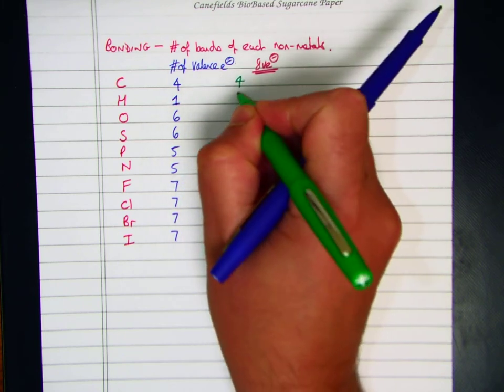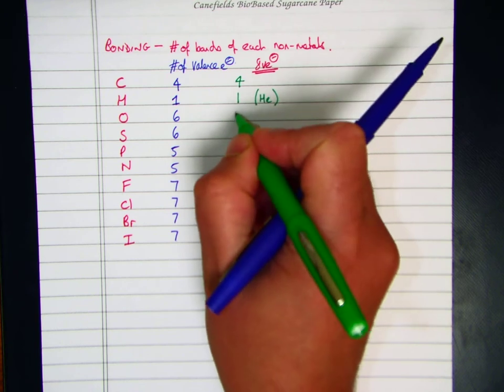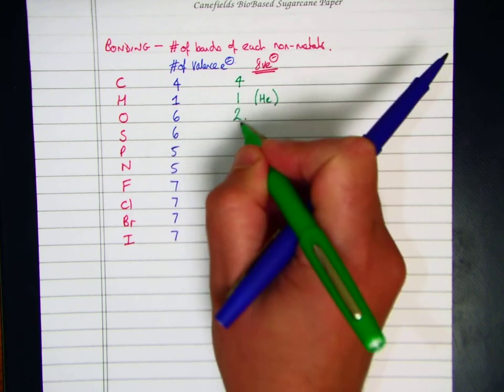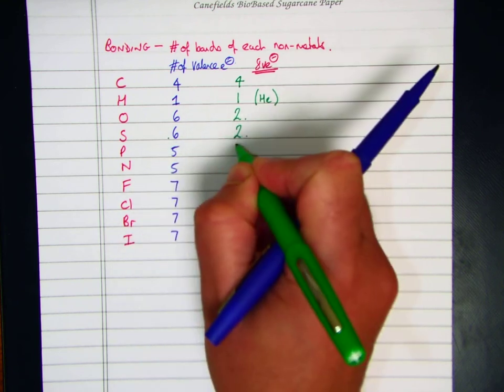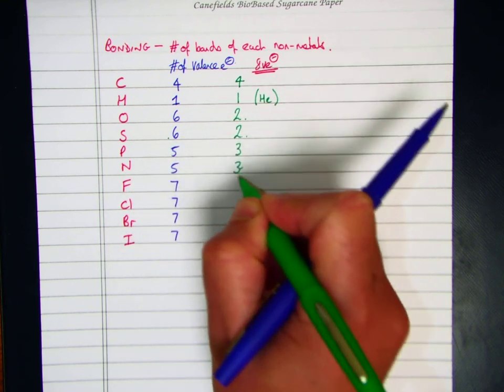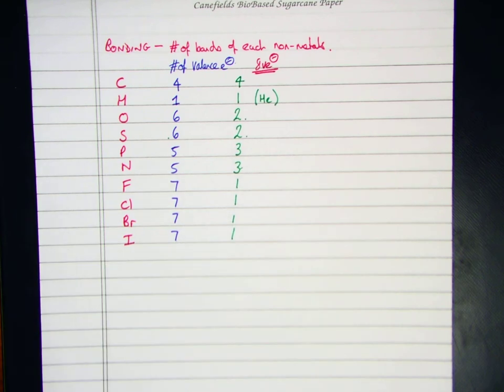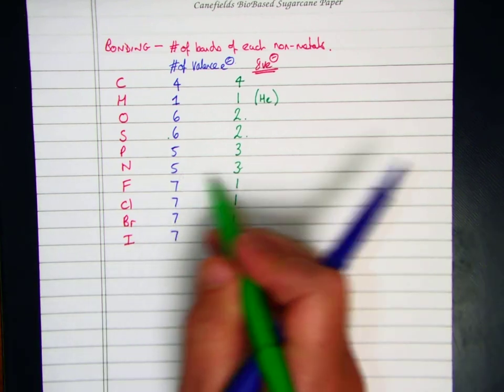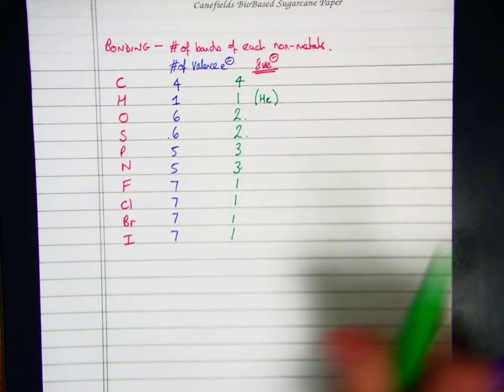We need 1 here because remember hydrogen is going to be the same as helium. We've got 2, so we need 1. Oxygen's got 6, so we need 2. Sulfur's got 6 valence electrons, we need 2 more. We need 3 more here, and then obviously the halogens all need 1 more valence electron. So 7 plus 1 gives us 8, 5 plus 3 gives us 8, 6 plus 2 gives us 8, 4 plus 4 gives us 8.